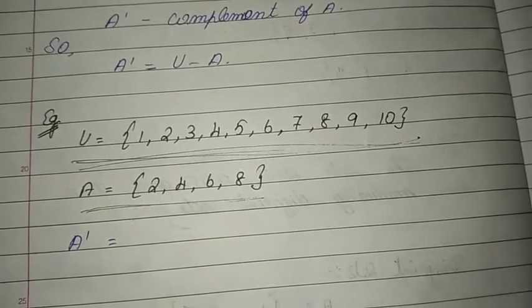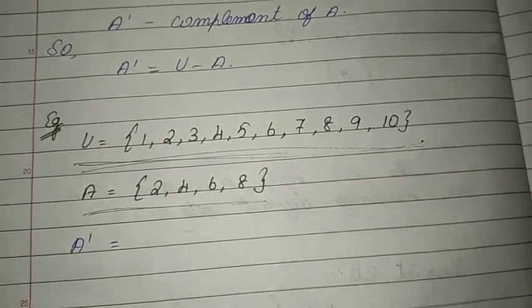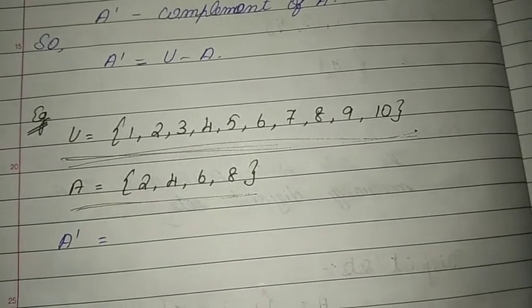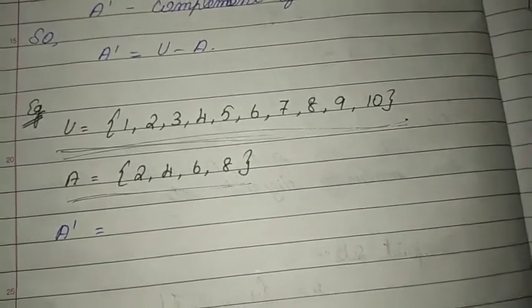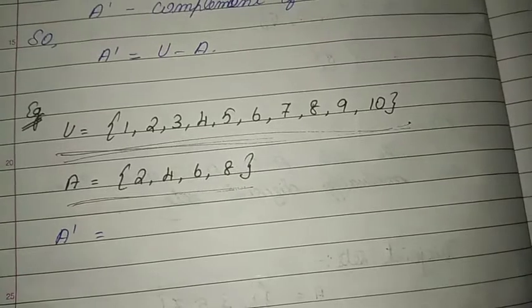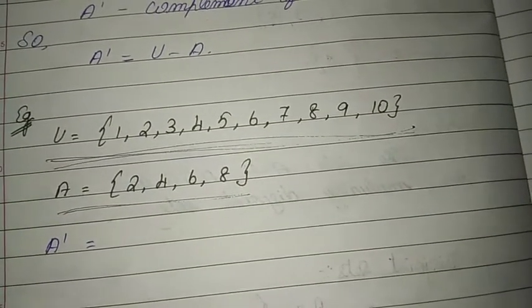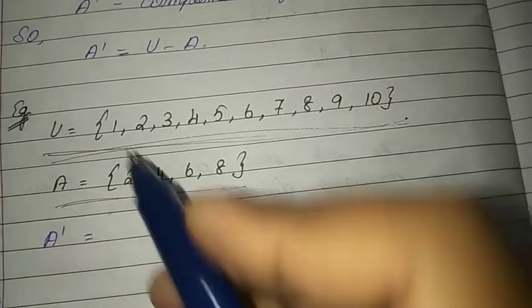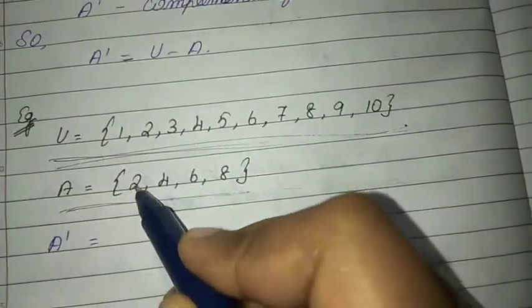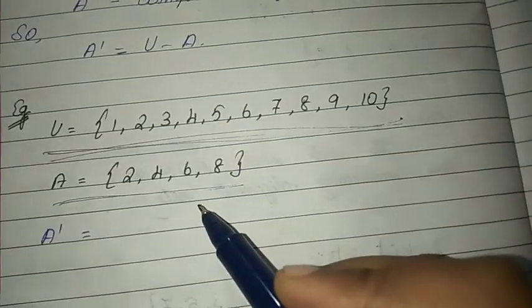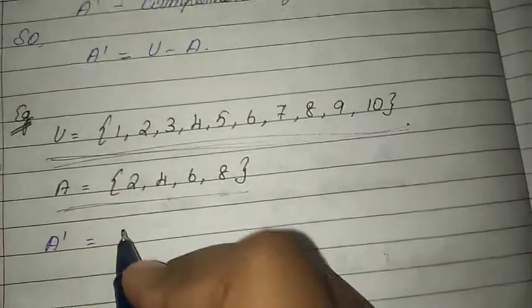So what does complement of a set mean? We will be having the universal set and the given set, isn't it? Now complement of a set is nothing but U difference A. That is the complement of A. It means that we will be taking U difference A by rejecting all the elements which are common to U and A.